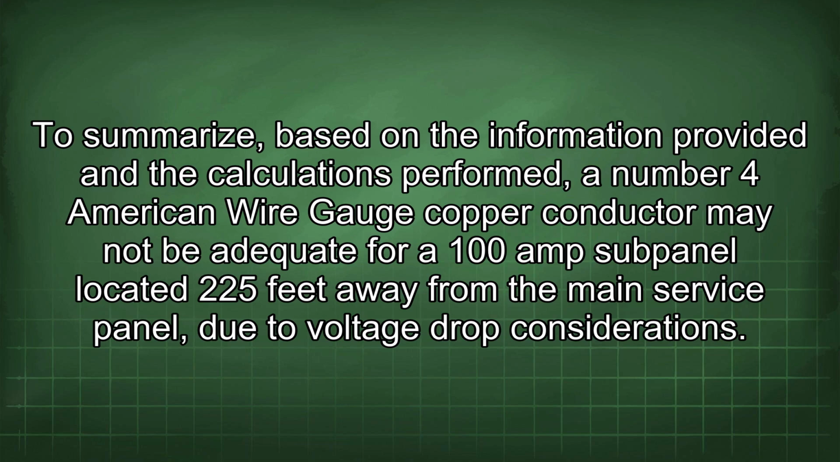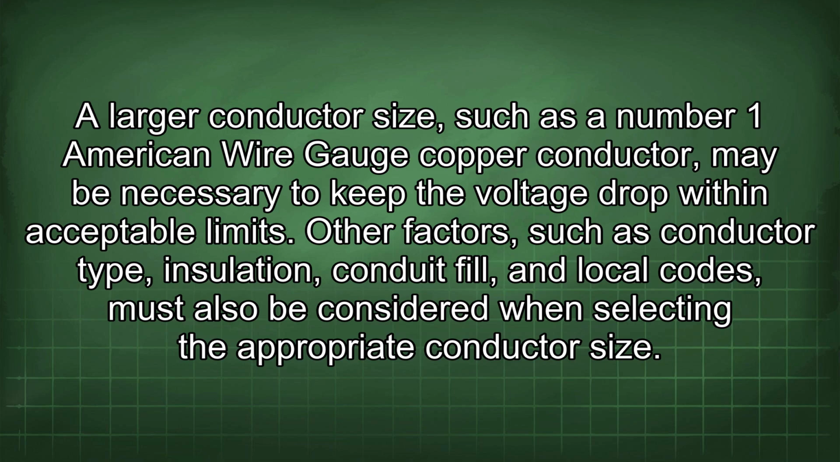To summarize, based on the information provided and the calculations performed, a number 4 American wire gauge copper conductor may not be adequate for a 100 amp subpanel located 225 feet away from the main service panel, due to voltage drop considerations. A larger conductor size, such as a number 1 American wire gauge copper conductor, may be necessary to keep the voltage drop within acceptable limits.